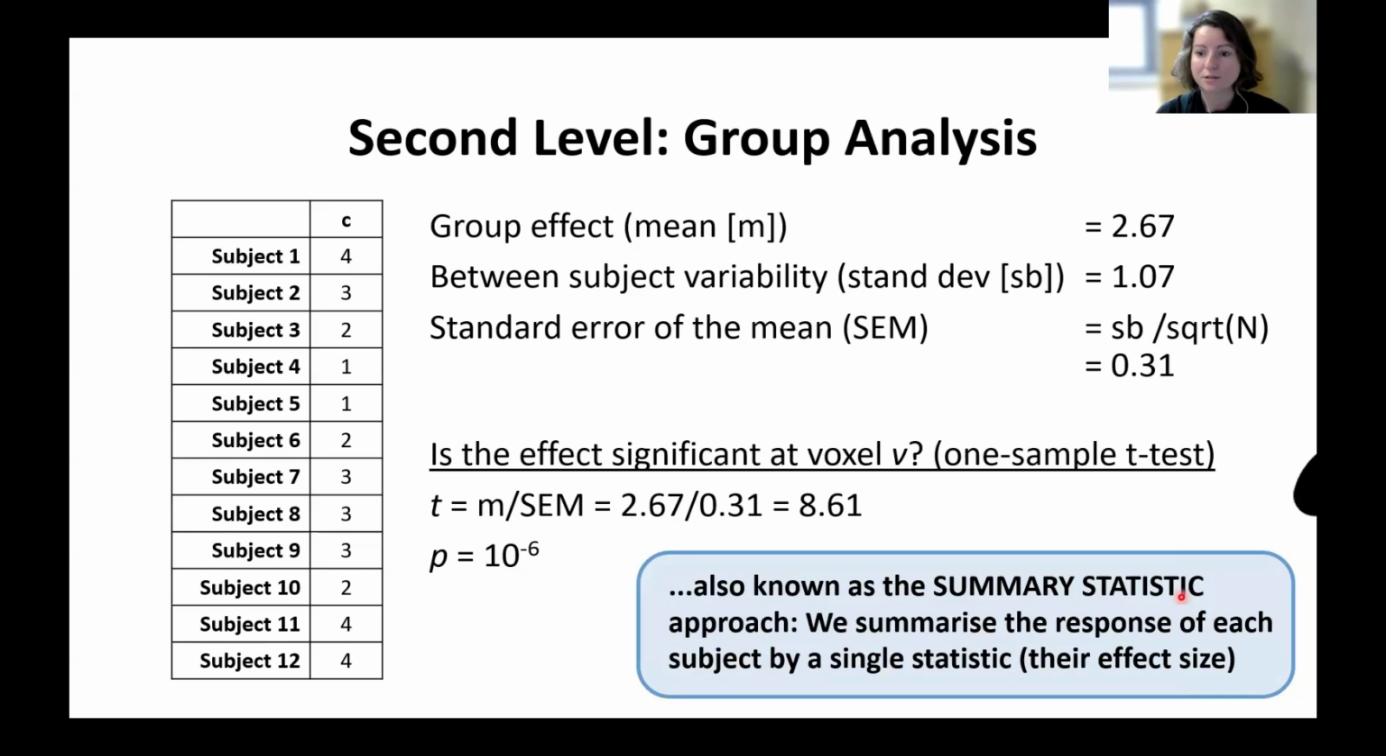Now, this approach is also sometimes called the summary statistic approach because we summarize the response of each subject by a single statistic, their effect size. And there's other ways of doing it where you also take into account within subject variation, for example, Bayesian approaches, but this is the summary statistic. We just look at the mean or the effect size of a single participant.